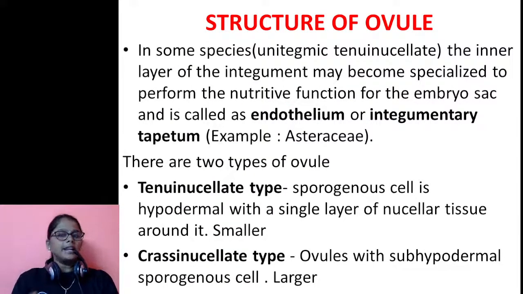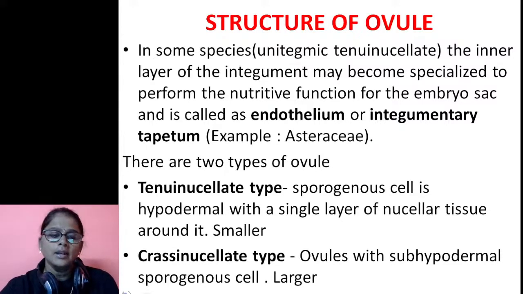Some special additional points you can add when you are seeing the structure of the ovule apart from the parts which we discussed. So one is that in some of the species, we studied about two integuments, that is the outer integument and inner integument. In very few species, they form a unitegmic, uninucellate type of integument. That is the inner integument which surrounds the nucellus.